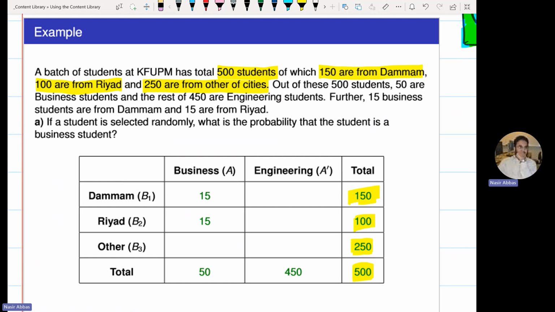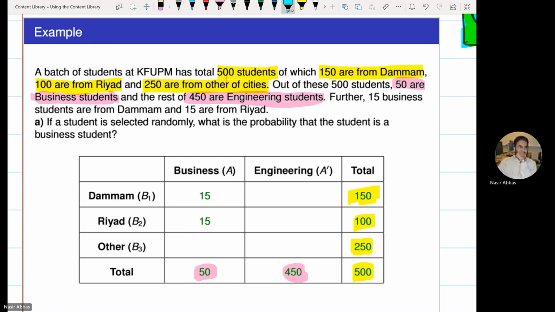Out of these 500 students, the further pieces of information say there are 50 that belong to business departments. And the rest, 450, belong to the engineering department. So here is that information. The total number of business students is 50 and the total number of engineering students is 450.